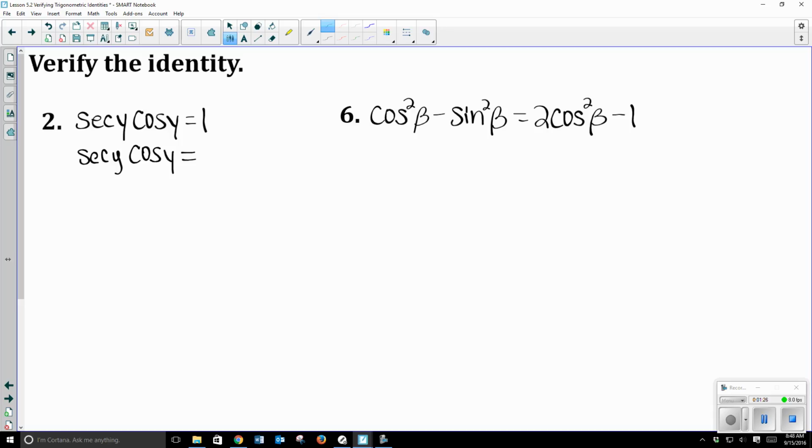And on the right-hand side, you're going to manipulate what's on the left-hand side to eventually turn into what's on the right-hand side. So secant y, you use your identities, is equal to 1 over cosine y. And then you have times cosine y. And you see how that cancels and becomes 1. So that was pretty simple.